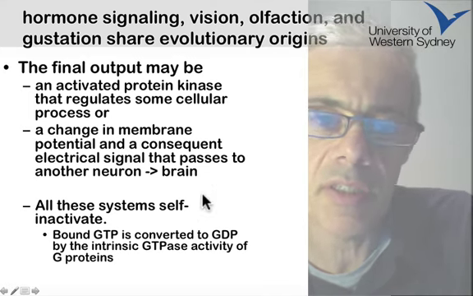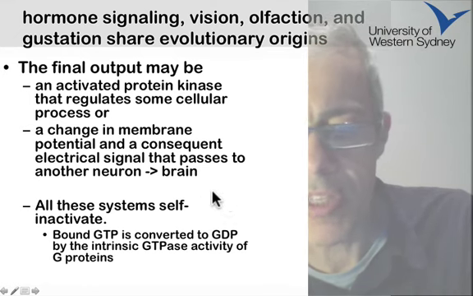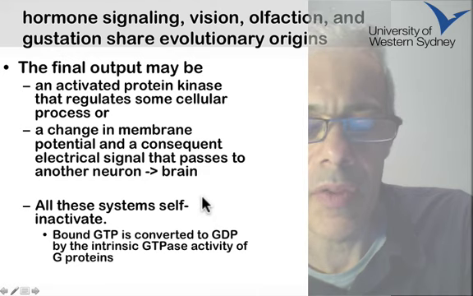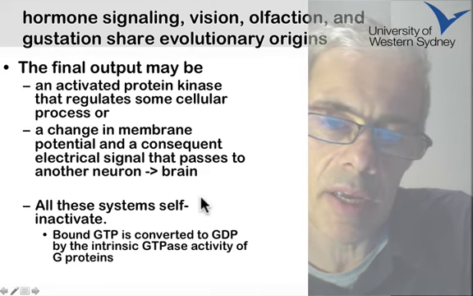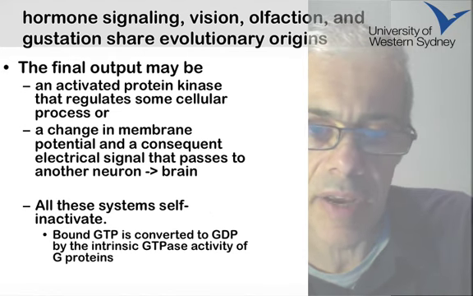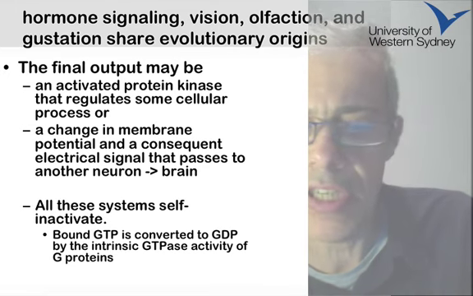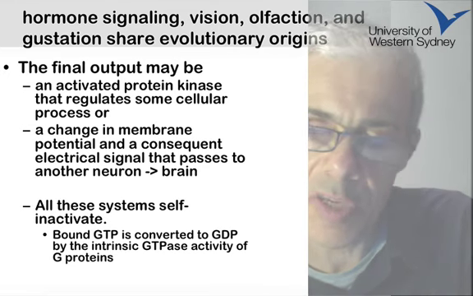And all of these systems involve a heterotrimeric G protein, and these are activated by GTP exchange and are inactivated when the GTP is hydrolyzed by the intrinsic GTPase activity of the G protein.